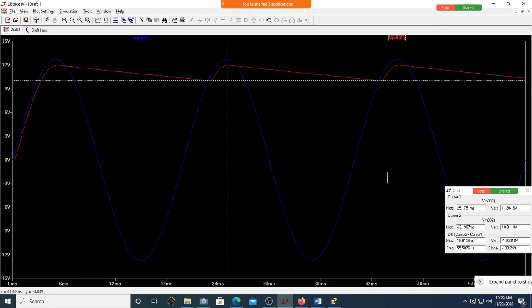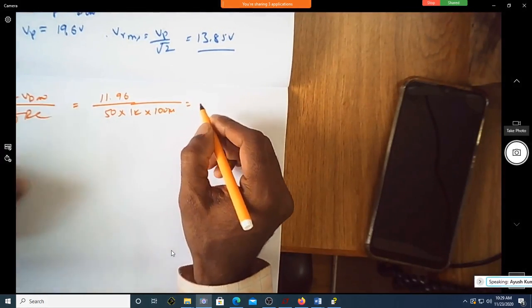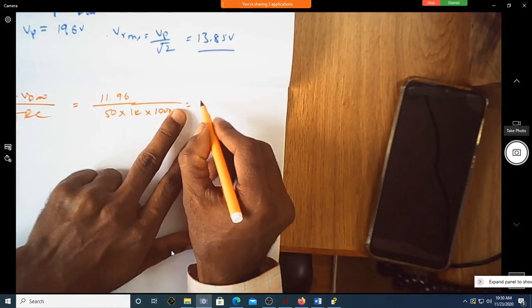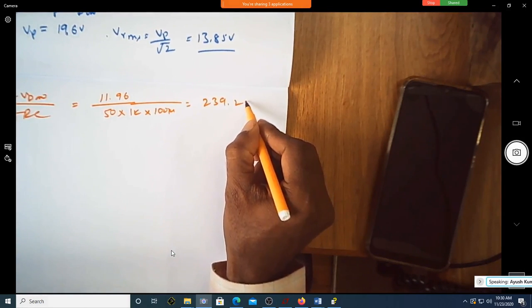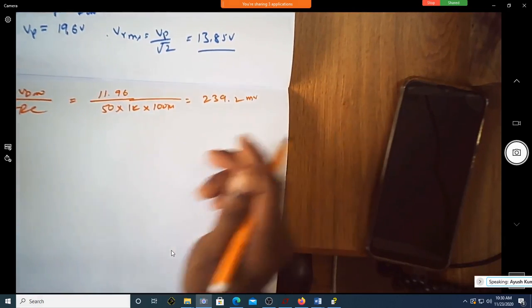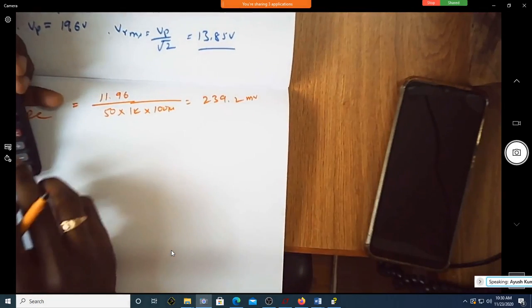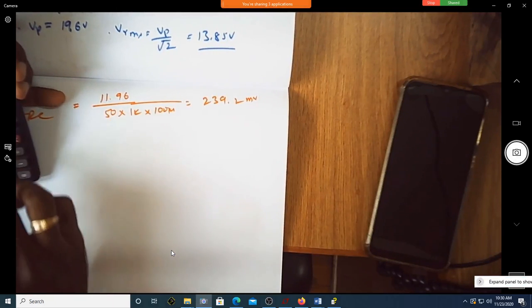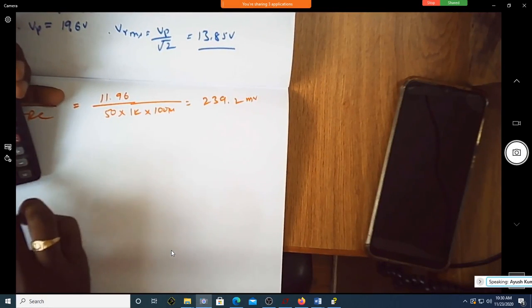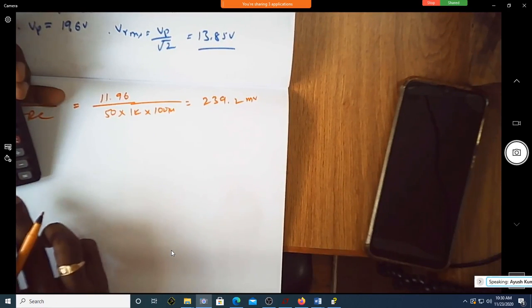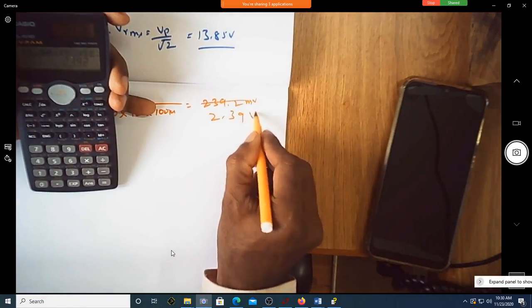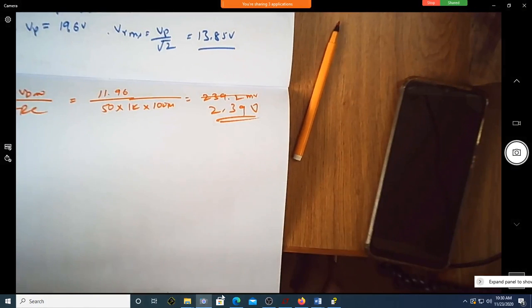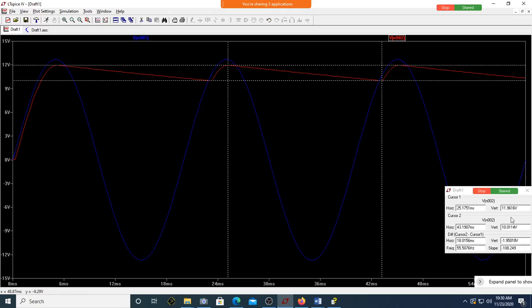Correct? How much is this value? Give me quickly. 2.392? Let me just find out. 11.96 divided by 50 into 1K into 100 times 10 to the power minus 6. It is 2.39 volt. Correct? Yes, sir.